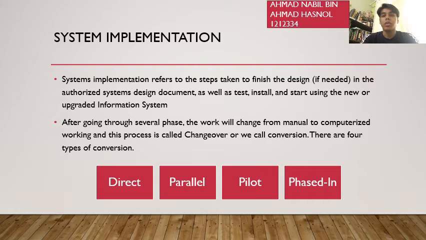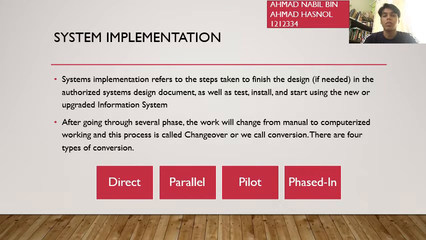After several training phases have been completed and the users are well informed regarding the computerized system, the work will change from manual to computerized working. This process is called changeover, or is known as conversion. There are several types of conversion. The first one is called the direct approach, and it's the riskiest out of all conversion types. It is the complete replacement of the old system.